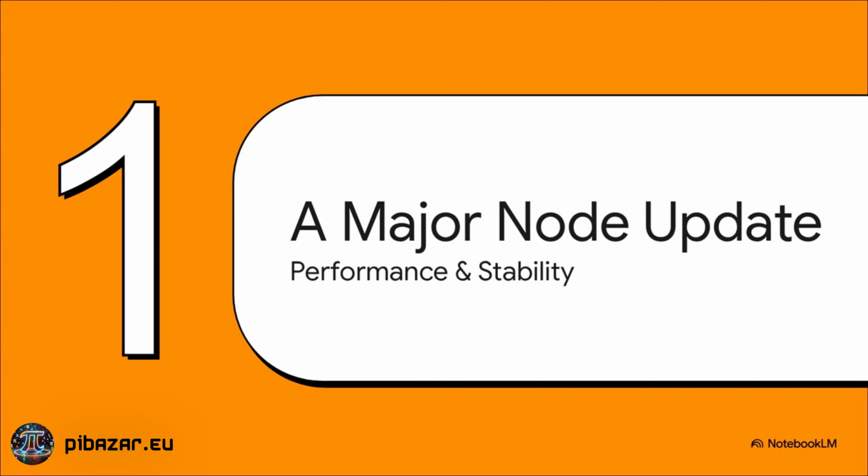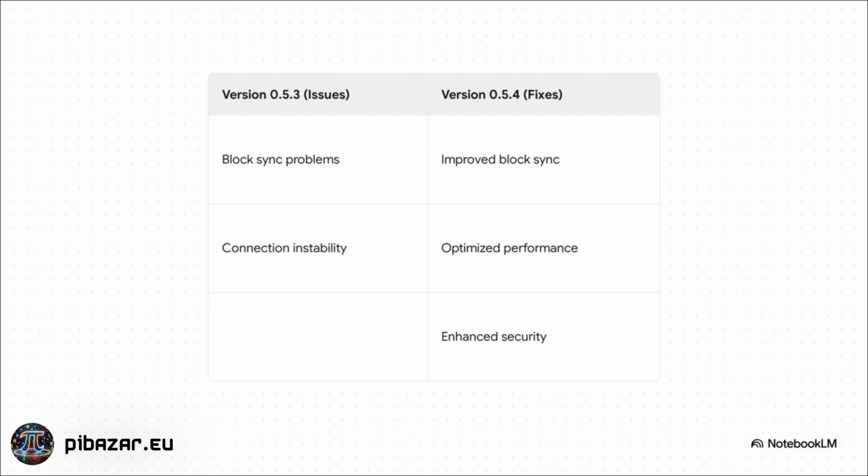Okay, so first things first, let's talk about the update itself. Version 0.5.4 is a really critical release, and it's designed to fix some of the performance issues that node operators might have been running into lately. So you might have noticed, or maybe you heard other people talking about, some hiccups with the last version. Things like blocks not syncing right, or the connection just feeling a bit unstable. Well, this update tackles those problems head-on. It improves block sync, optimizes the overall performance, and even beefs up security. The bottom line, it creates a much smoother, more stable foundation for the entire Pi network.